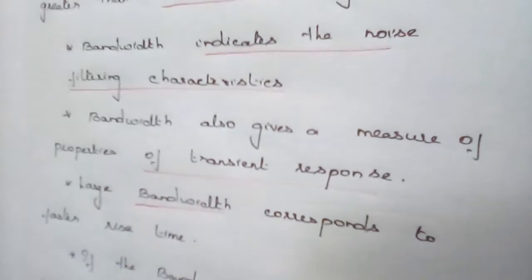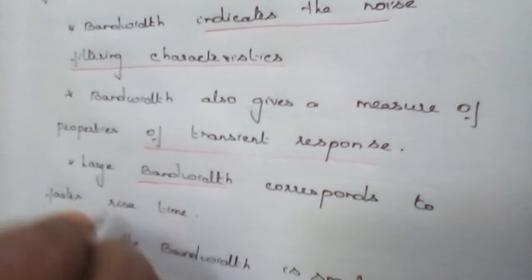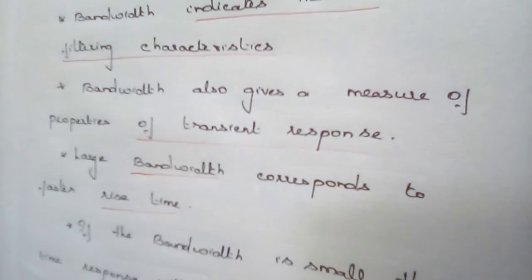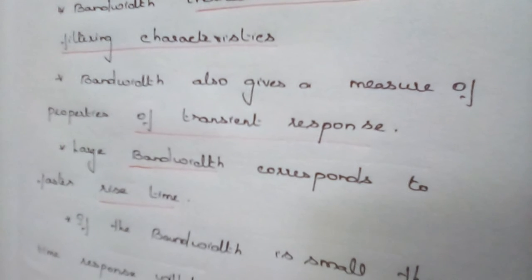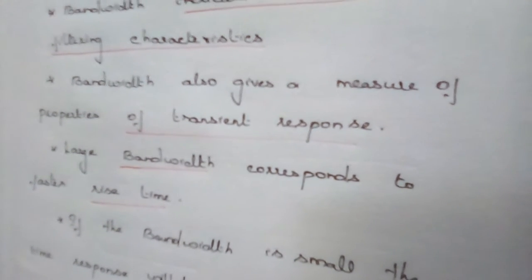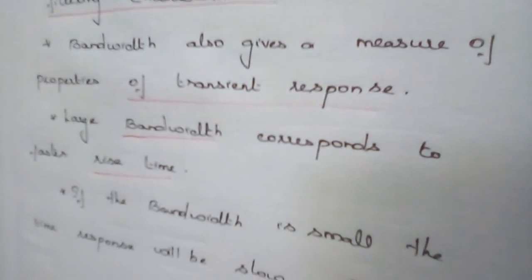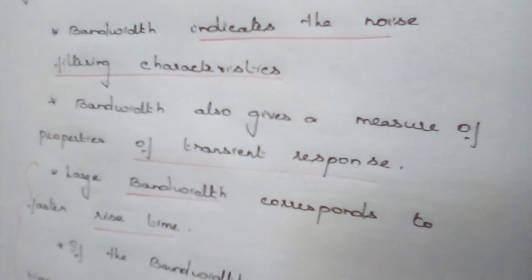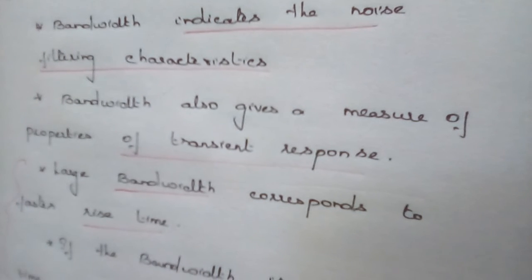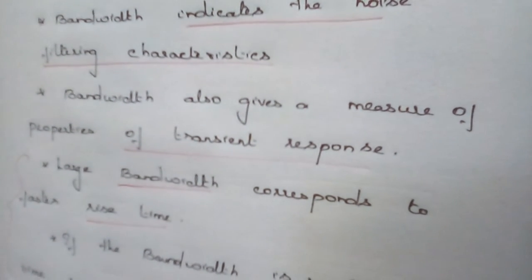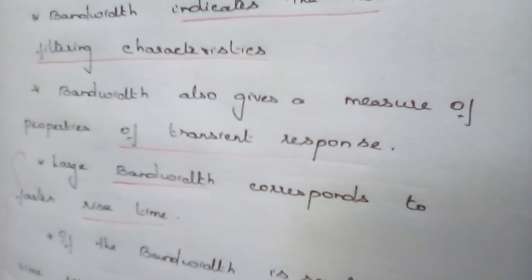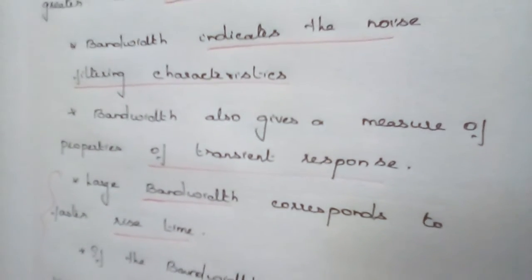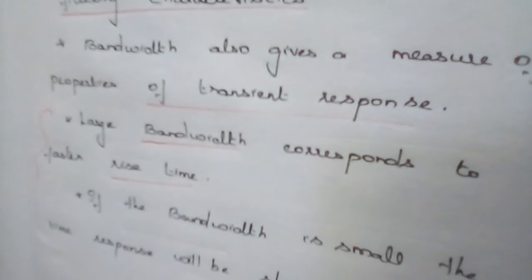There will be a greater rise time. And if the bandwidth is small, the time response will be slow and sluggish. These are the two points we need to keep in mind while considering the bandwidth in case of frequency response of any system. Larger bandwidth corresponds to a fast rise time, and if the bandwidth is small, the time response will be very slow and sluggish.